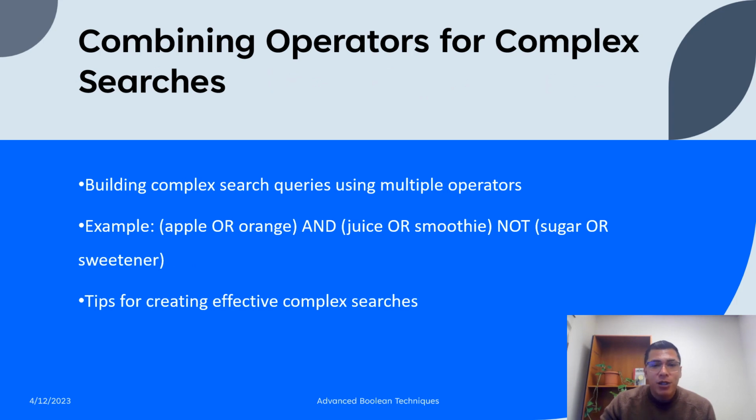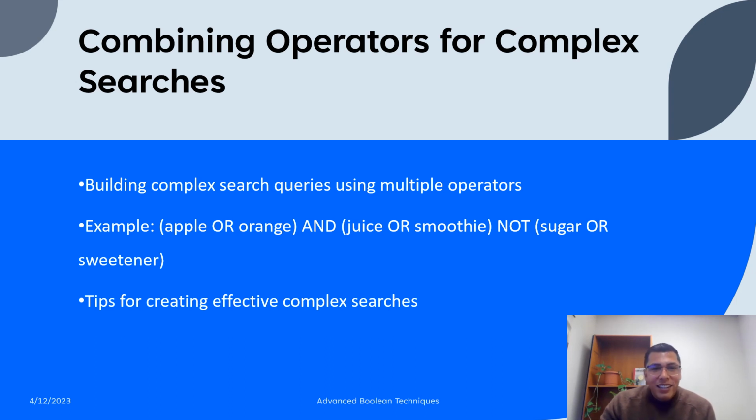Combining operators for complex searches. Now that we've learned about nesting and grouping operators, let's explore how to combine multiple operators to create more complex search queries. By using a combination of what we learned in the previous lesson, again, and, or, and not operators, you can create highly specific search queries to find the most relevant results for you.